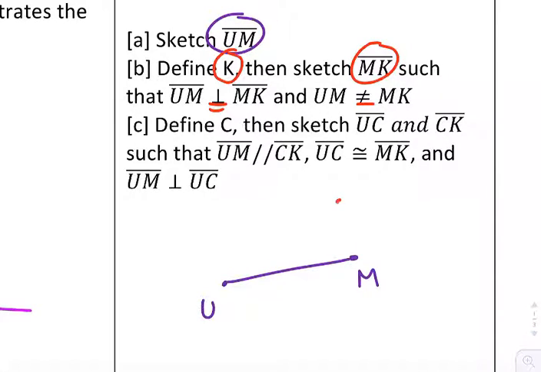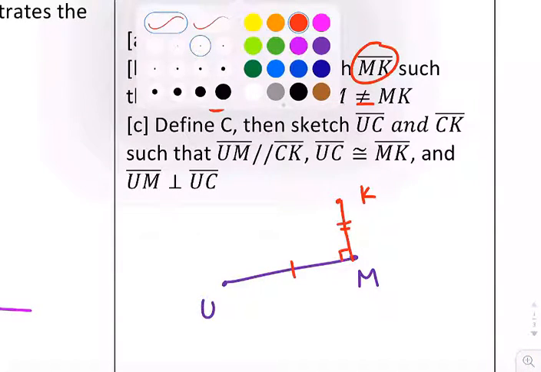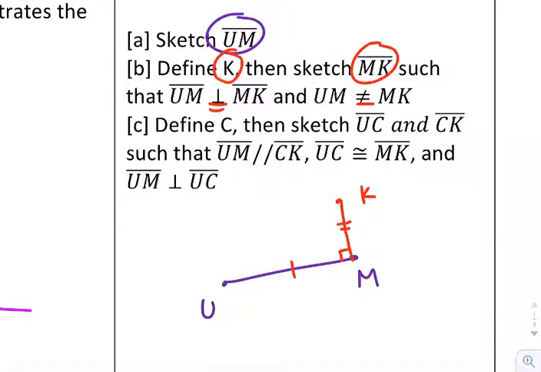And so I'm going to put it up here. So let's pick a K. So we had to connect in such a way that it's going to be perpendicular, but not the same distance. So I'll mark it using two different tick marks. For number 3, define a point C and then sketch UC. So connect it back to C and also to K.